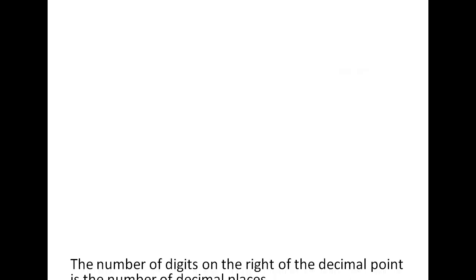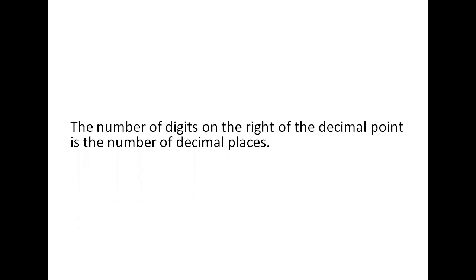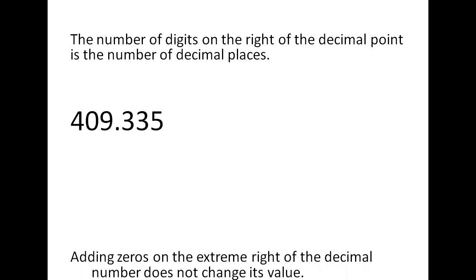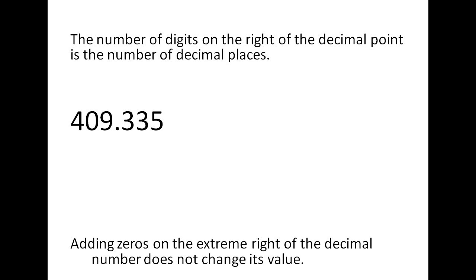Next, the number of digits on the right of the decimal point is the number of decimal places. So if you see 409.335, in 335 there are 3 digits. So these are the decimal places. Next concept, already we have done: adding zeros on the extreme right of the decimal number does not change its value.